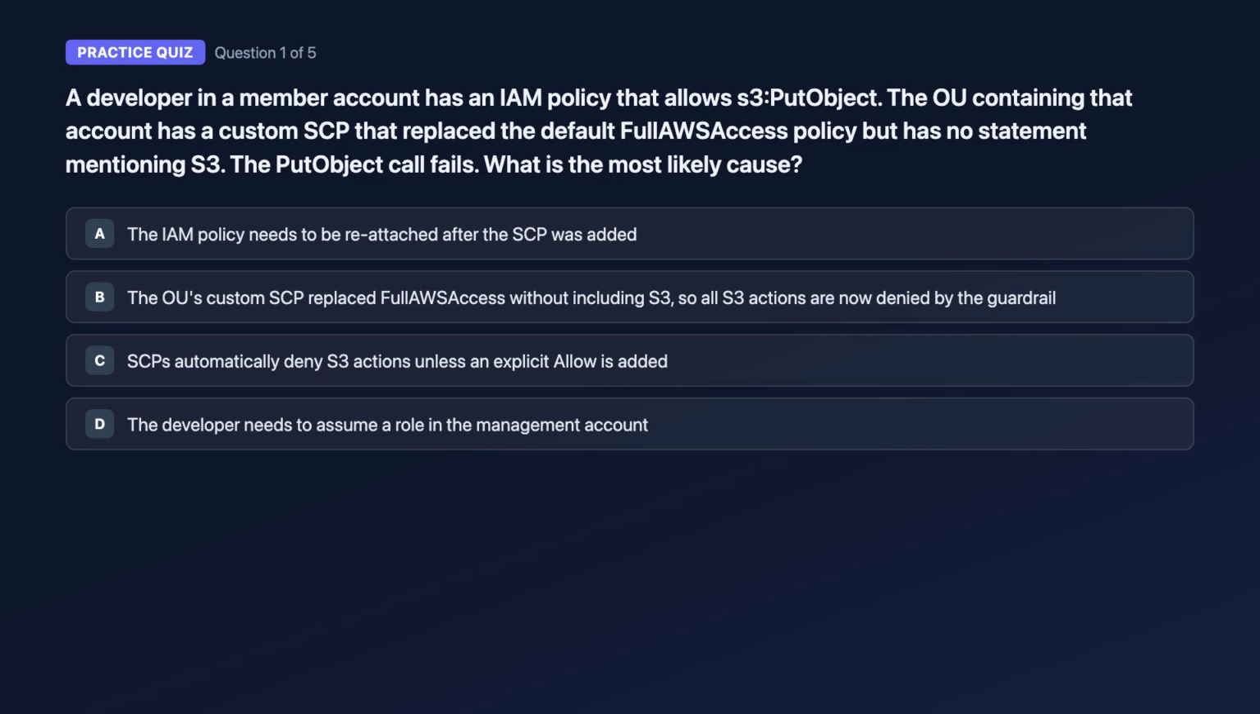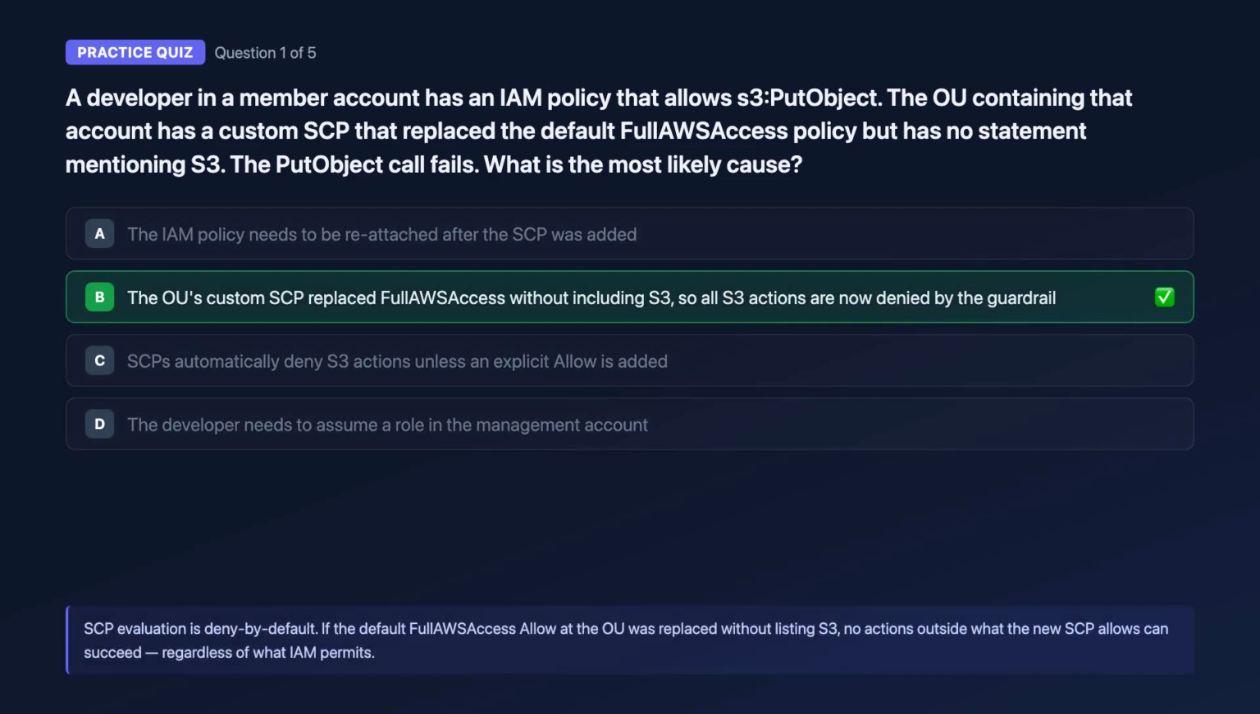Is it A, the IAM policy needs to be reattached after the SCP was added? B, the OU's custom SCP replaced full Amazon Web Services access without including S3, so all S3 actions are now denied by the guardrail. C, SCPs automatically deny S3 actions unless an explicit allow is added. Or D, the developer needs to assume a role in the management account. Pause here if you want more time.